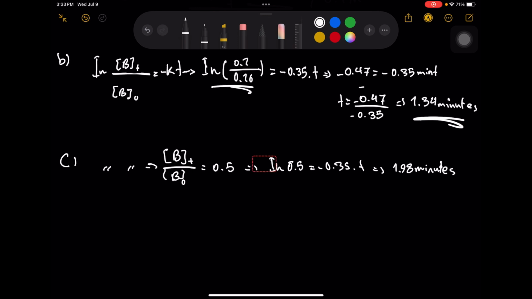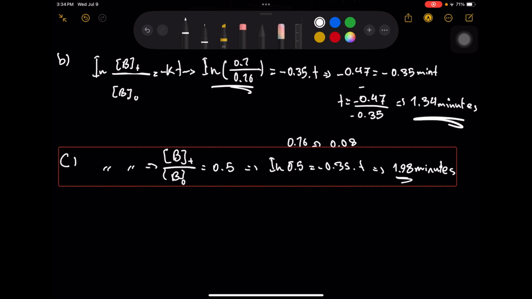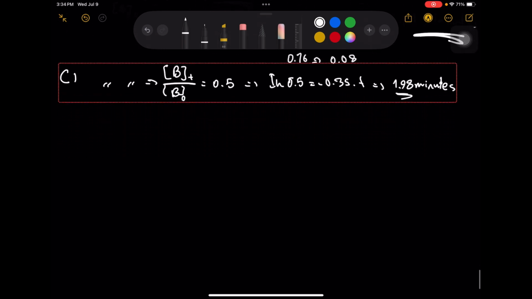And again, notice the half of 0.16 is 0.08, and it's less than 0.139, so you can say that your answer is right. And yep, that's how we calculate it.